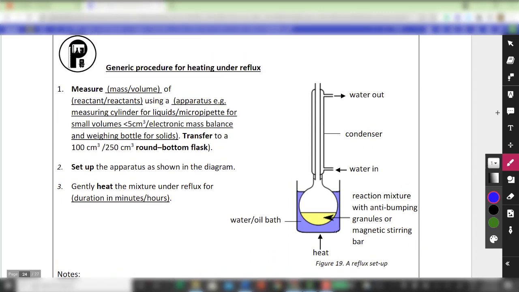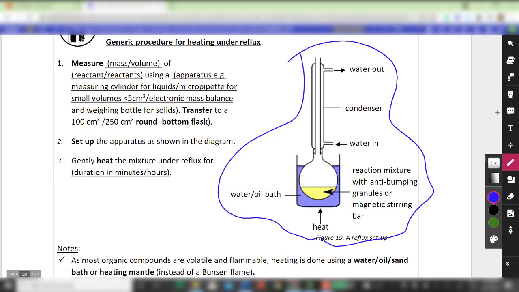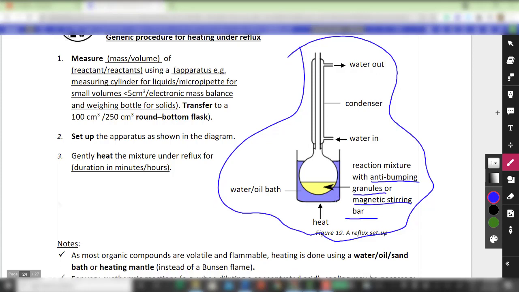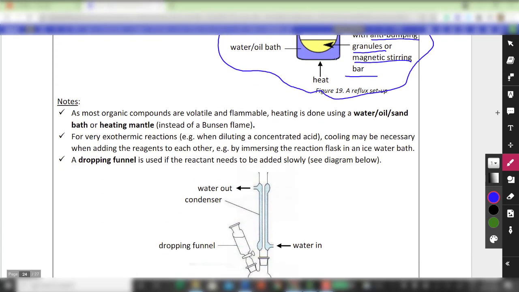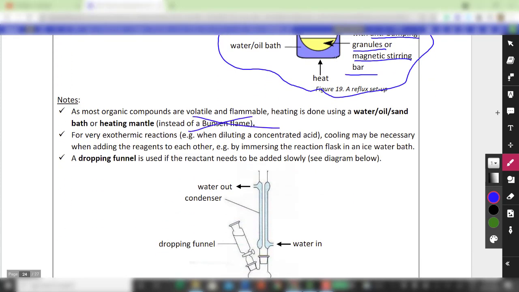So this is a simplified 2D diagram. If you wish to, you might want to learn how to draw it. You need anti-bumping granules. I think just now it wasn't added, or it probably has been added, but we didn't get to see, or a magnetic stirring bar, in order to prevent bumping. So remember, no Bunsen flame.